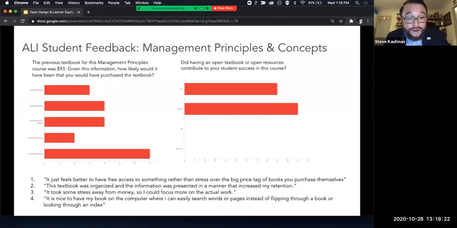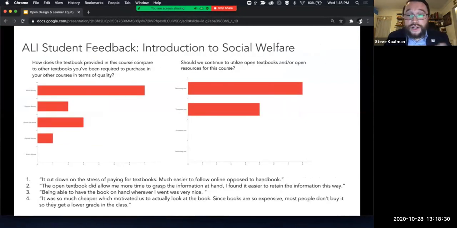And it just feels better to have free access to something rather than stress over the big price tags of books that you have to purchase. For my introduction to social welfare class, should we continue to utilize open textbooks or open resources for this course? Not a single student said probably not or definitely not, right? Much easier to follow online as opposed to a handbook that I'd be required to purchase.